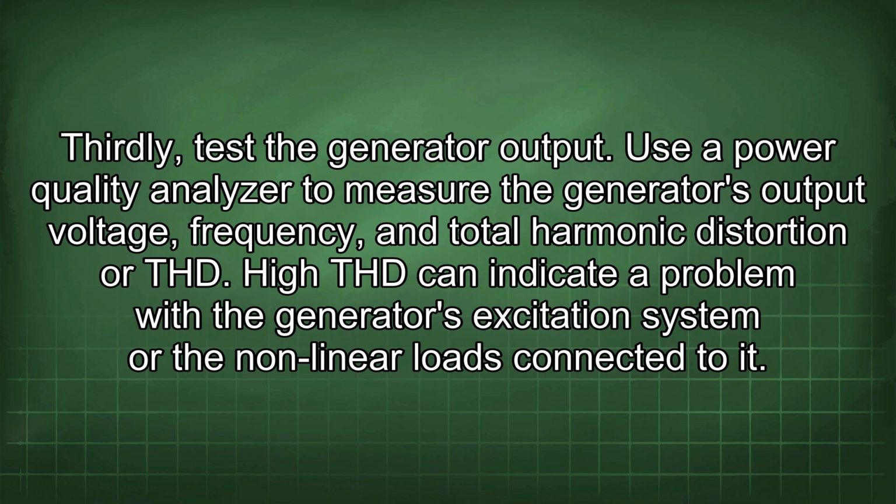Thirdly, test the generator output. Use a power quality analyzer to measure the generator's output voltage, frequency, and total harmonic distortion, or THD. High THD can indicate a problem with the generator's excitation system or the nonlinear loads connected to it.